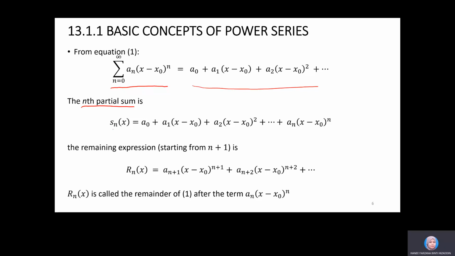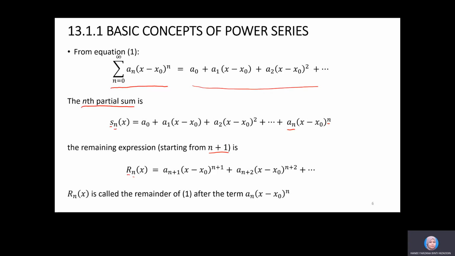So we take the series s sub n, meaning we stop at the nth partial sum. We stop the series at a_n times (x minus x naught) to the power of n. When we stop the series at n, the remaining expression, starting from n plus 1, is called R_n, R sub n.